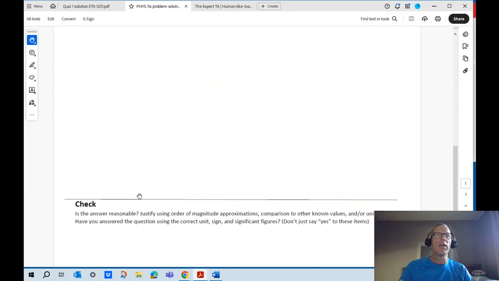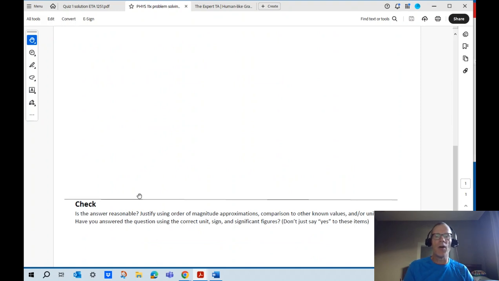And then the last part is checking whether your answer is reasonable. And I give you some ways you can do that. Those aren't the only ways, but you can justify using some order of magnitude calculations. So if the person is running 950 meters, you could say, well, that's about 1,000, 10 to the third, and plug in factors of 10.